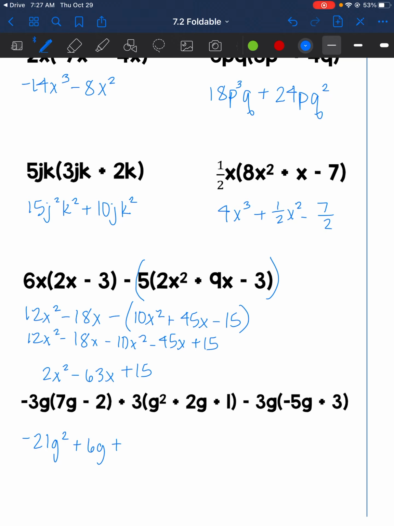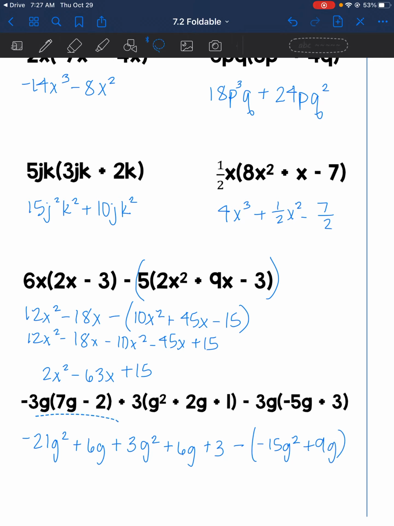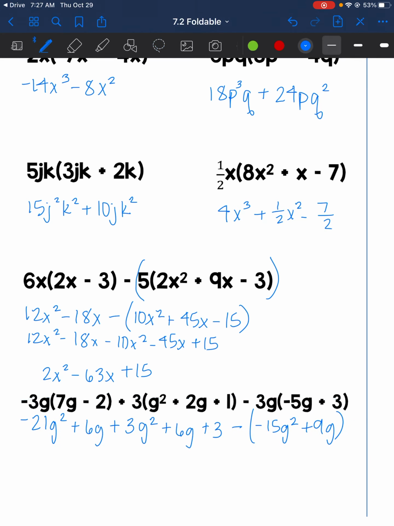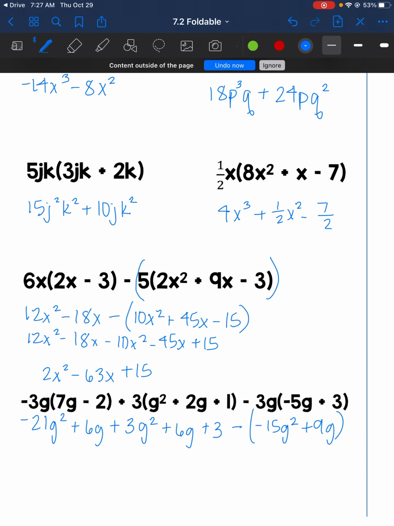Plus, and we don't need to write this one in parentheses because it's an addition, so we can just keep going. 3g squared plus 6g plus 3 minus, here we start the parentheses, 3g times negative 5g is negative 15g squared, and then plus 9g. Let's distribute that negative so we can write it without the parentheses.